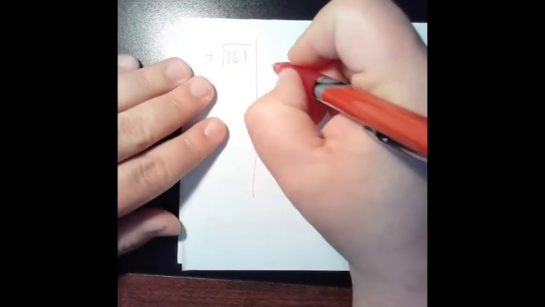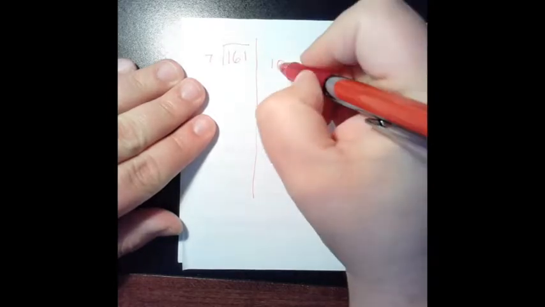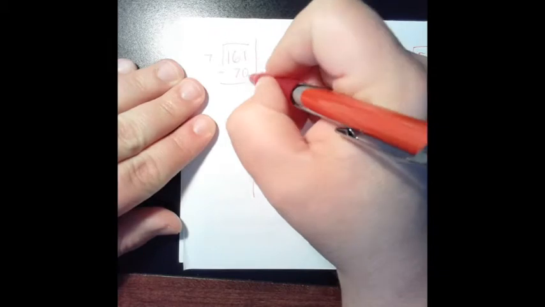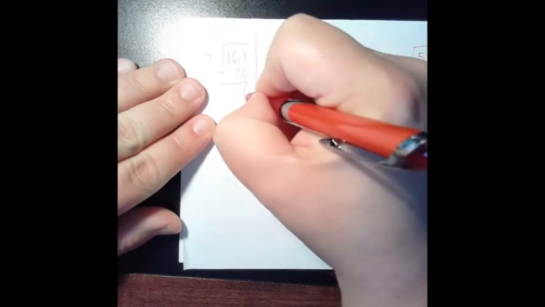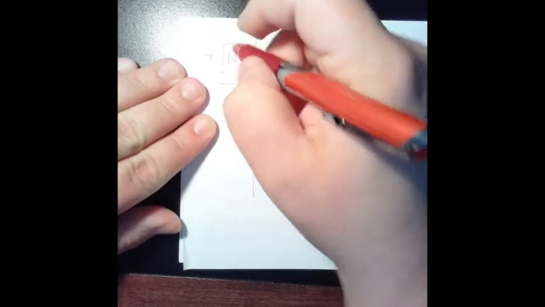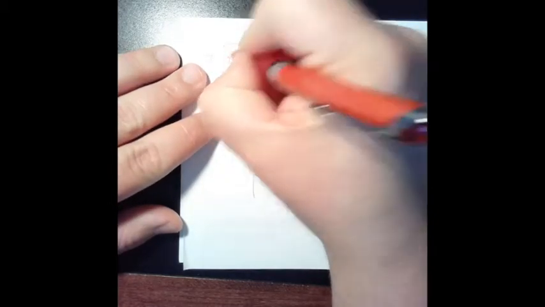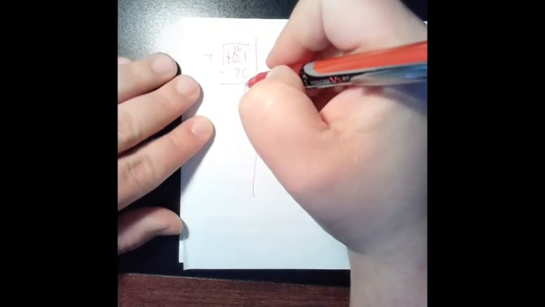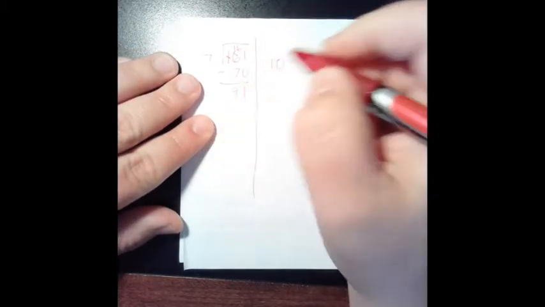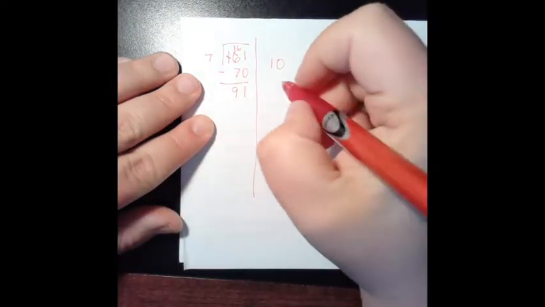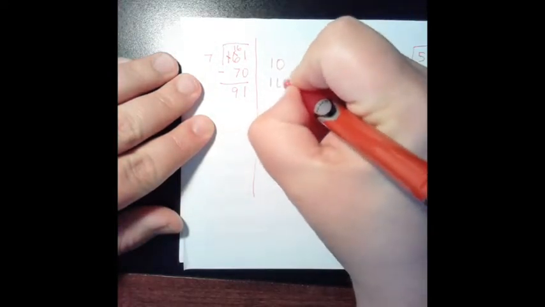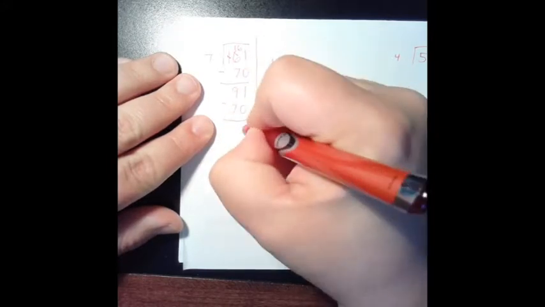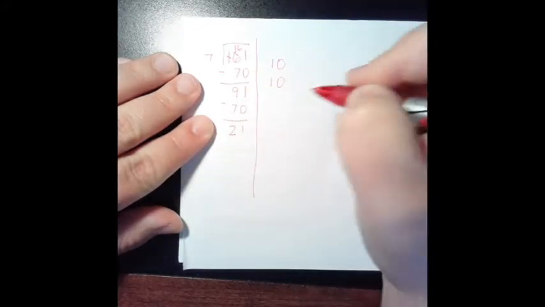So I'm going to start with 10. 10 times 7 is 70. If I take away 70 from 161, 1 take away 0 is 1. 6 take away 7, we can't do that, so we've got to borrow or trade. So it's going to make it 16. 16 take away 7 is 9. That leaves us with 91. Let's do another 10. 10 times 7 would be another 70. So 1, and we're left with 21.